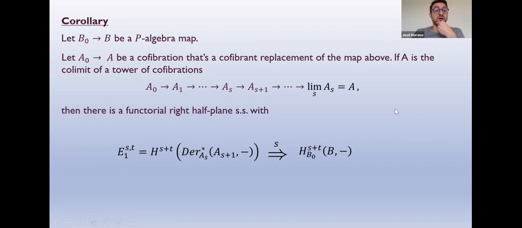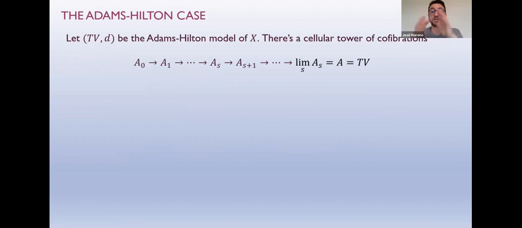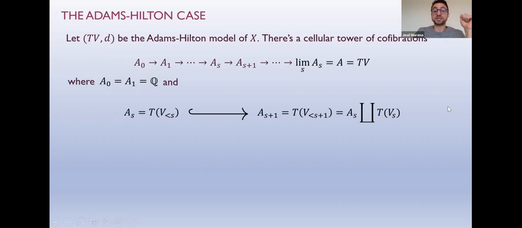So let's study the Adams-Hilton case to fix ideas. Whenever you have a space X, you fix the Adams-Hilton model of X, which is a free algebra with a differential, and you can filter this algebra in the same way. So you can make this cellular tower of cofibrations, like with the example of the complex projective space. You can use the degree cleverly there to do that. And because the space is simply connected, we have that A0 and A1 are the base field.